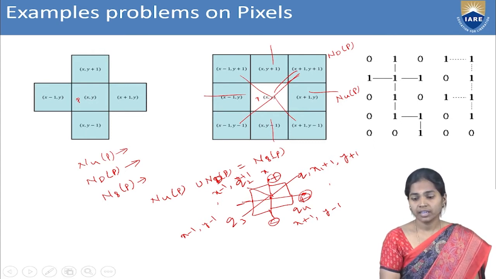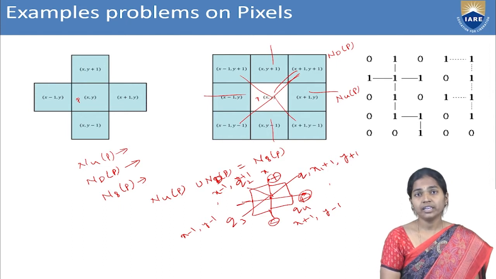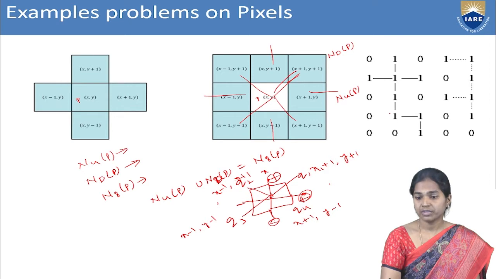So how do we get connectivity? Any two pixels are linked together if those pixels are neighboring or adjacent pixels, and their gray levels satisfy some specific criterion. If we go for neighbors, this is pixel 1, and here the gray levels are the same.